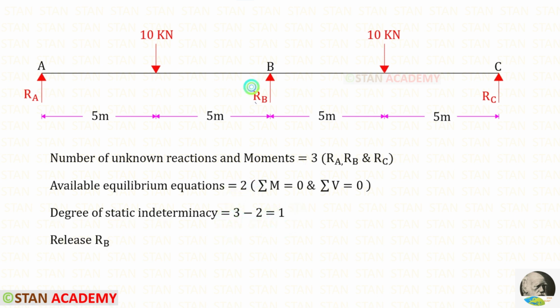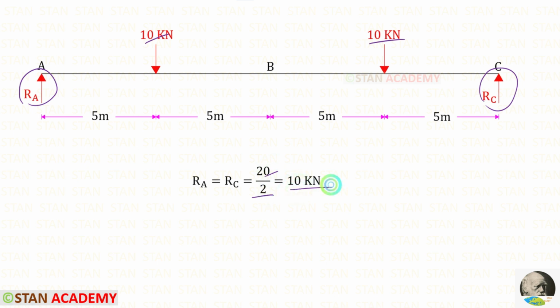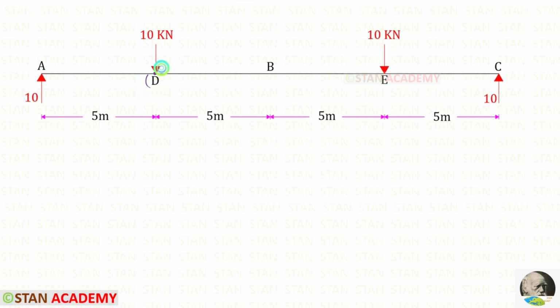Let us release RB. You can see that I have released RB so that the continuous beam becomes a simply supported beam. To find the reactions RA and RC, we have to divide the total load by 2. The total load is 10 plus 10, so it will be 20. When we divide that by 2, we will get 10 kN. Let us keep this point as D and this point as E.